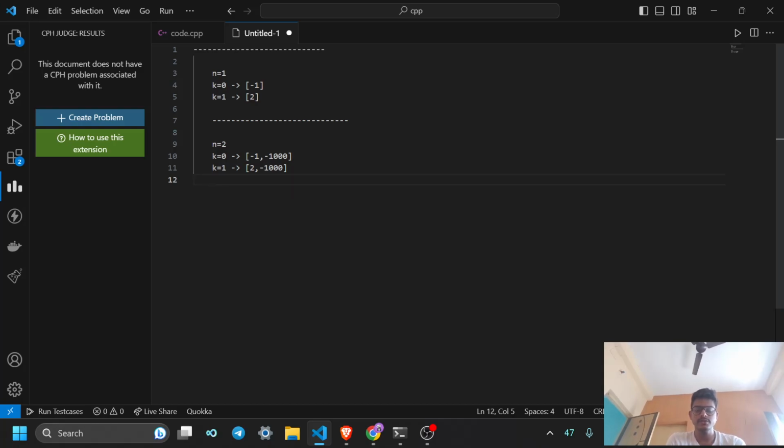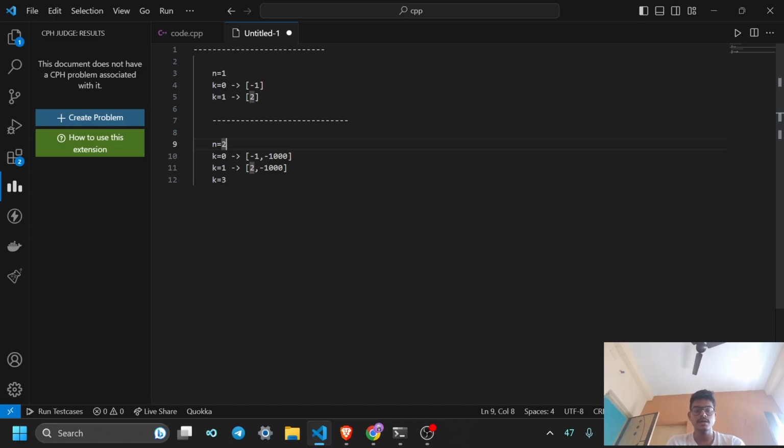But for n equals 2, there is also another concept. For n equals 2, how much can k be extended? K can extend up to n into n. What I am asking is how far k can go. K can go up to n into n plus 1 by 2. So why n into n plus 1 by 2?